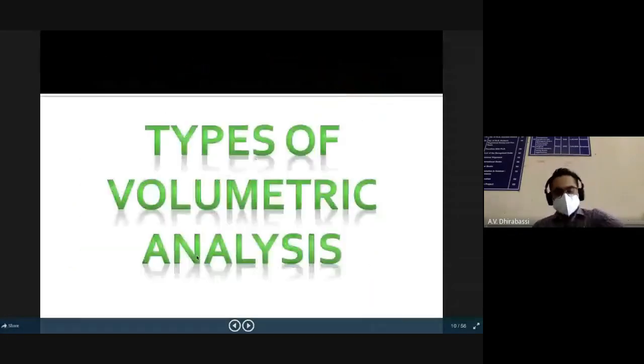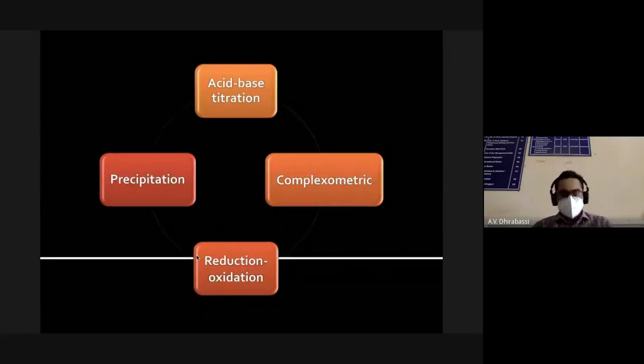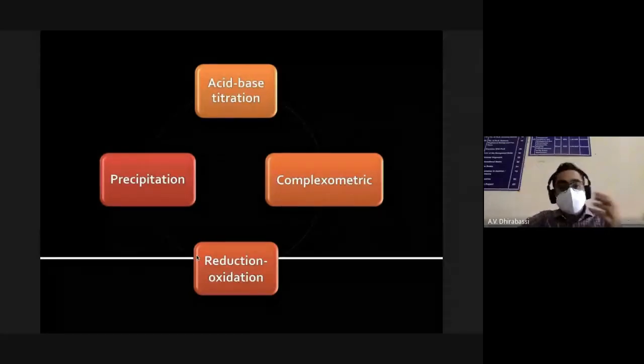So now we will discuss the different types of titration. Different types of titrations are there. The first one is acid base titration. If your sample is acid, you can titrate with base. If your sample is base, you can titrate with acid. So in acid base titration, you can find out the concentration of your sample compound by using the standard solution.